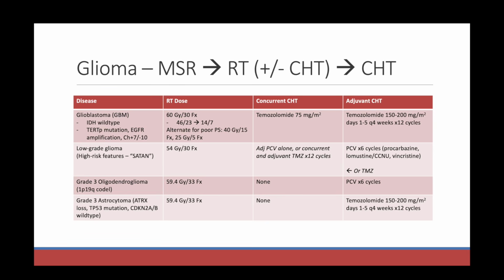So glioblastoma is a grade 4, high-grade glioma, and it's probably the most common primary CNS brain tumor that we see in adults. Glioblastoma is differentiated from other common gliomas that we see, including oligodendroglioma and astrocytoma, because glioblastoma is IDH wild type, and these other types of gliomas are IDH mutant.